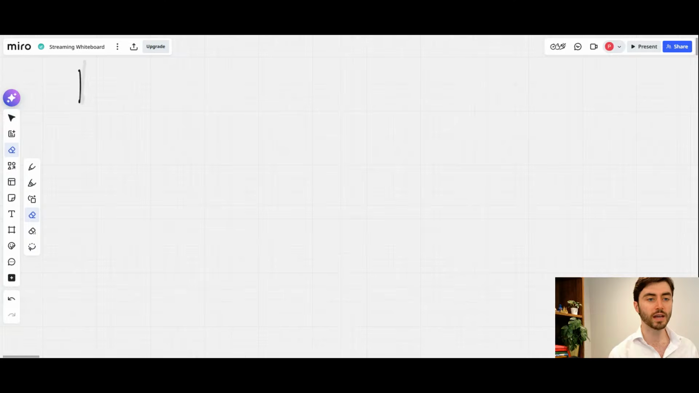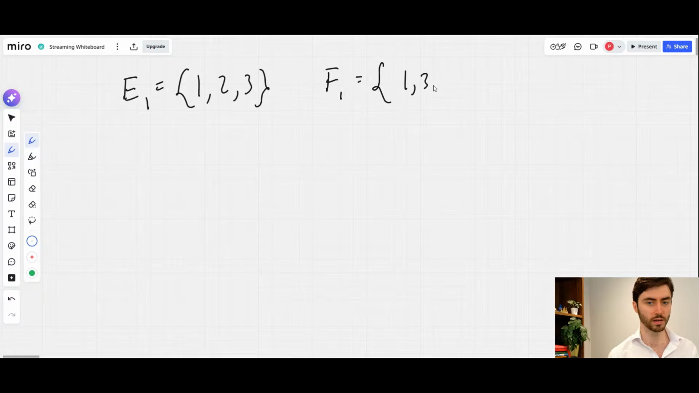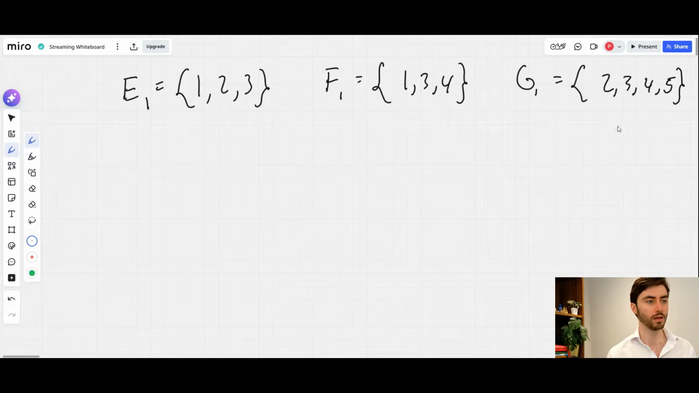Okay, so we have set E1, which has the elements 1, 2, 3 in it. We have set F1, which has elements 1, 3, 4 in it. And we have set G1, which has elements 2, 3, 4, 5 in it. 2 elements are chosen at random without replacement from the set E1, and let S1 denote the set of those chosen elements.